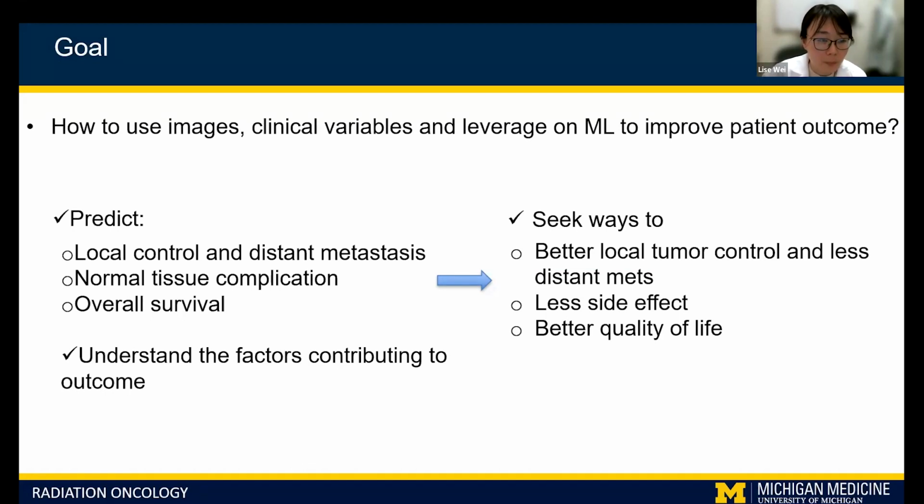And for machine learning, it has been criticized a lot as a black box. So in my research, I also want to understand the factors that contribute to the outcome and understand what's going on within the model. Based on this, we want to seek ways to have better tumor control, less distant metastasis and fewer side effects, and finally help improve the patient's quality of life.